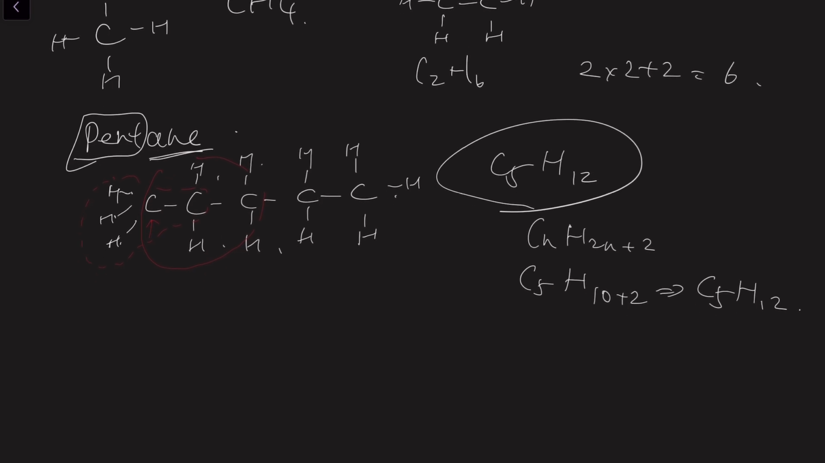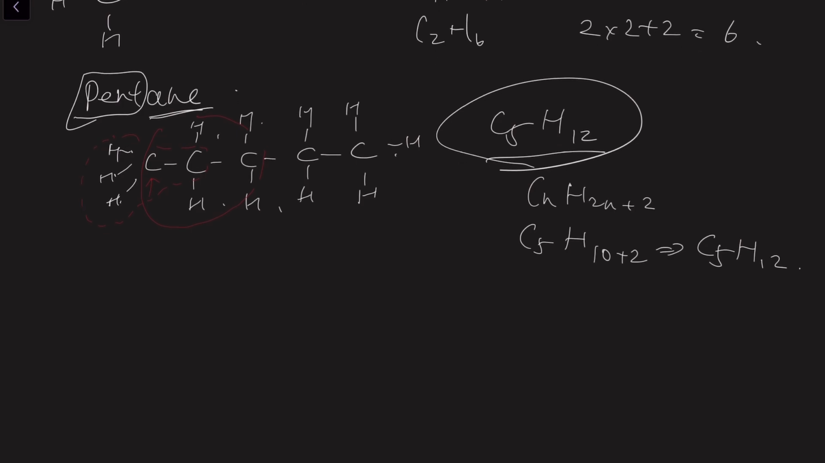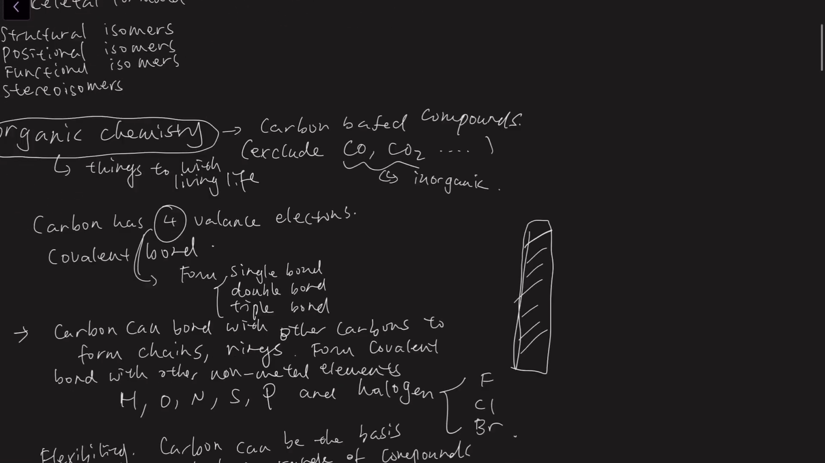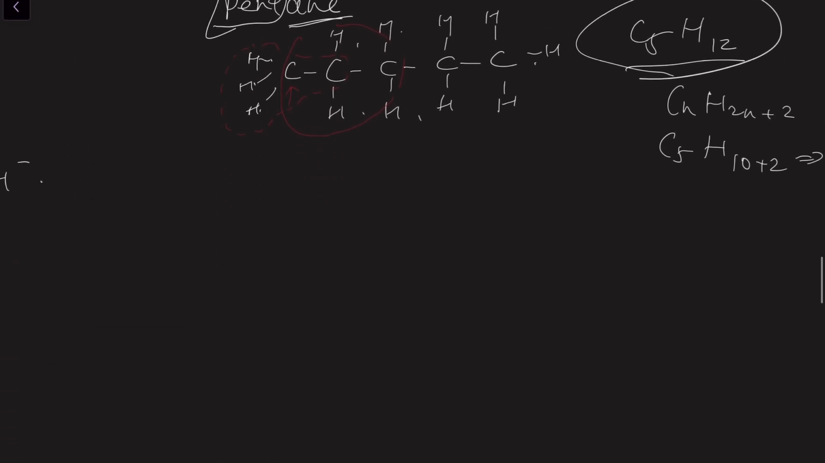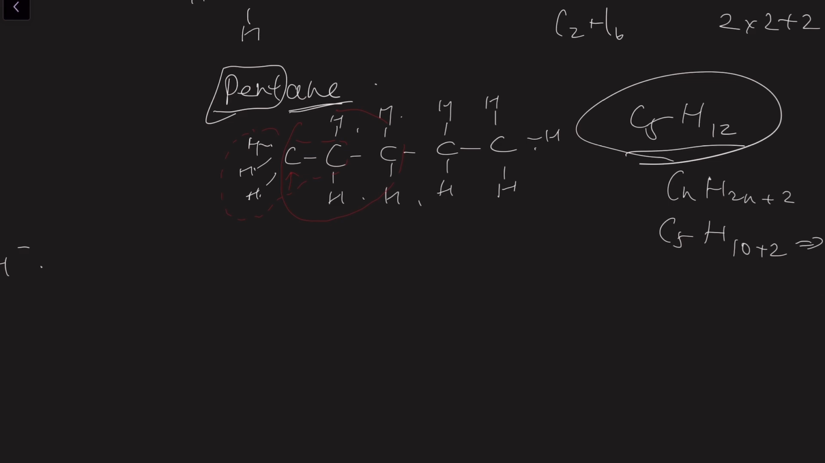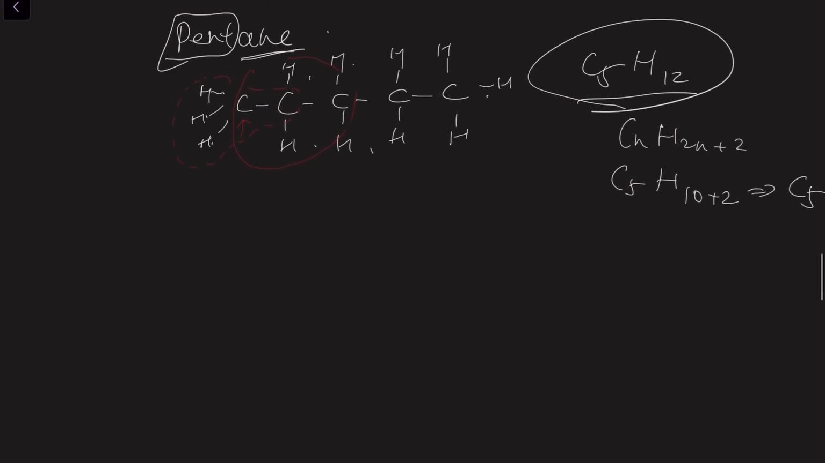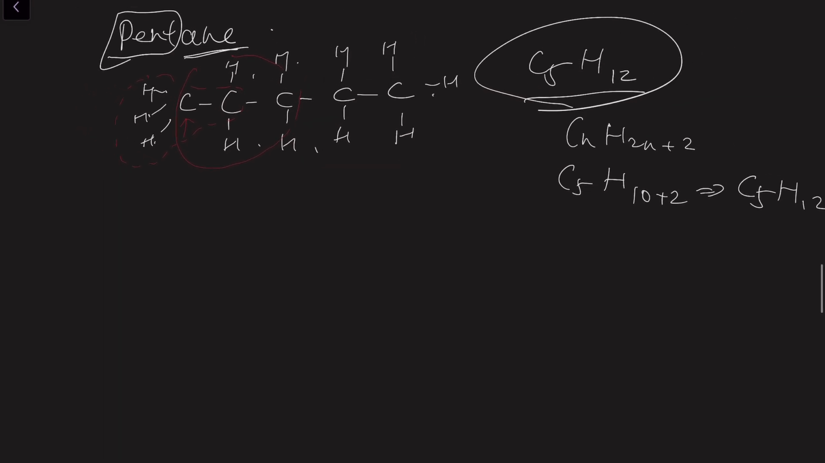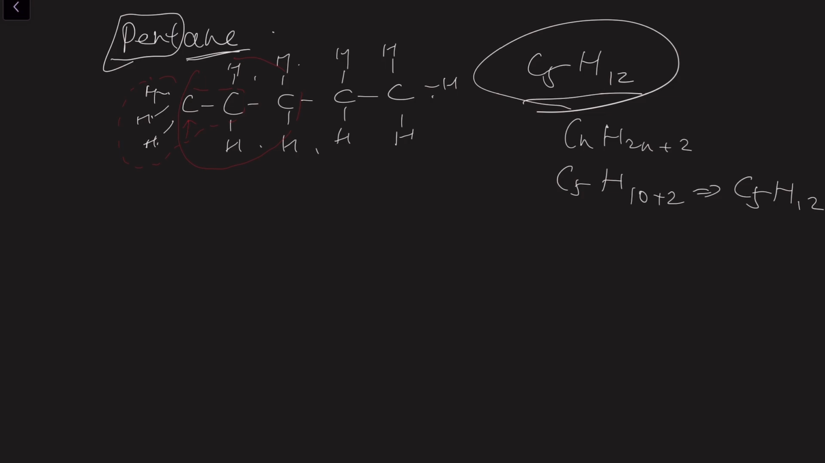And for something with the formula C5H12, it doesn't necessarily need to be pentane. It can look like something else. This is what I call isomers. Although it has the same amount of carbon and hydrogen, it can look different. So maybe let's draw a different example, but with the same chemical formula, C5H12.